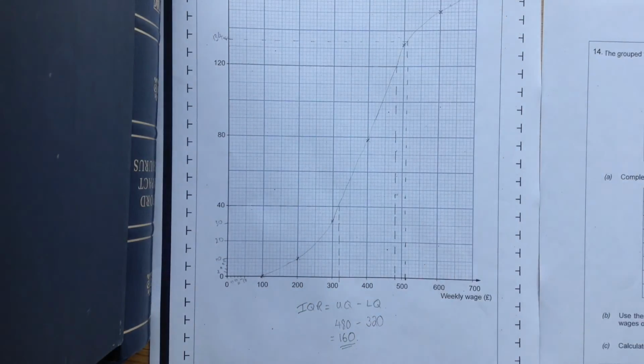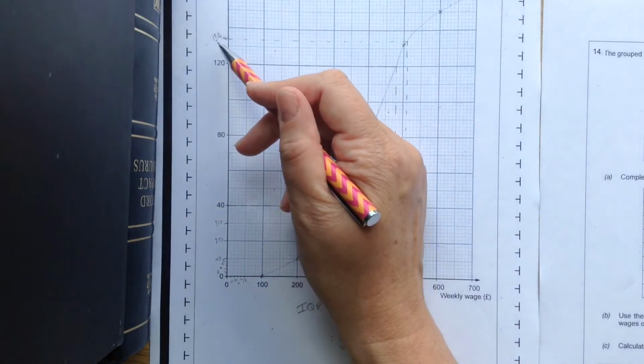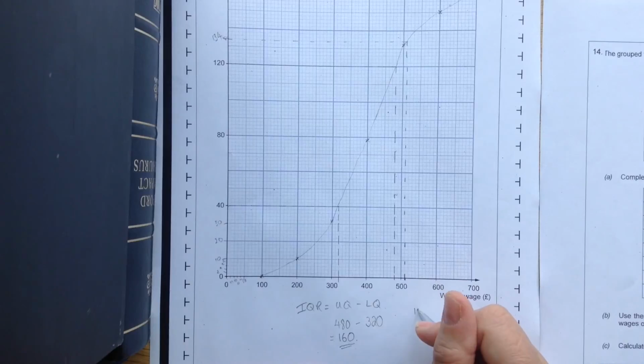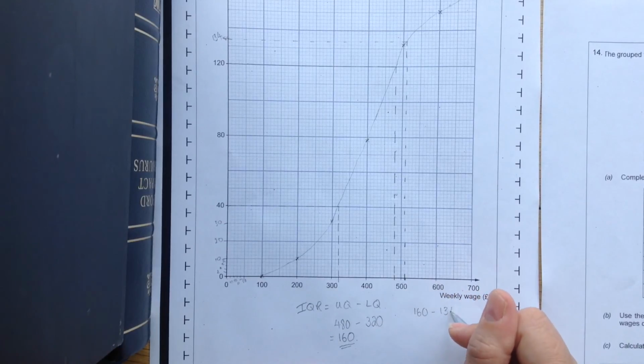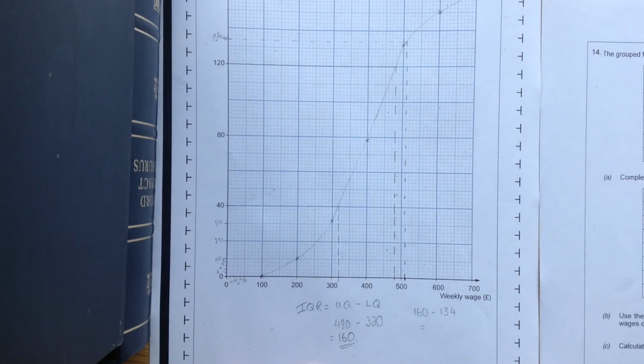Okay, now this is the important part. This graph, the cumulative effect of it is that value or less than. So what we know is 134 people earned £520 or less than it. And we want to know how many earned more than £520. So we've actually got to do 160 take away 134. Because all the people above that earned more than £520. So what are we going to get? 26. So the answer is 26 workers.